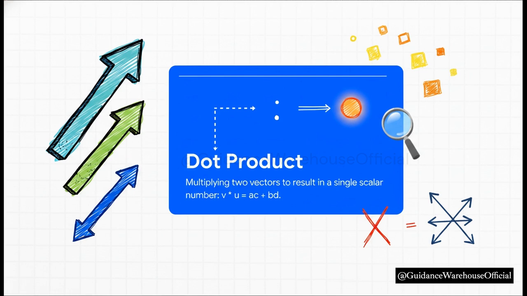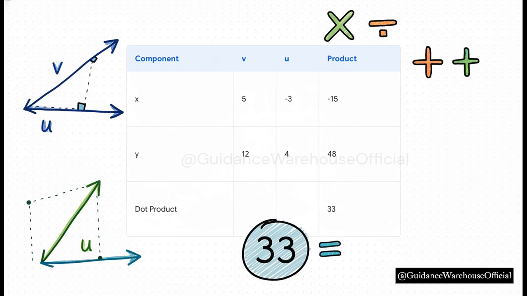When you add 2 vectors, you get a new vector. But when you multiply 2 vectors together using the dot product, the result is not a vector. No way. It is a single, regular number, a scalar. Let's look at this table together to see just how simple the math actually is.